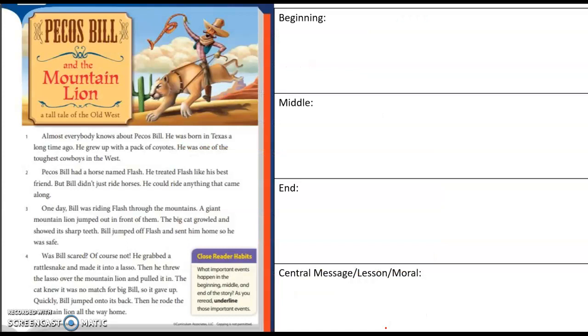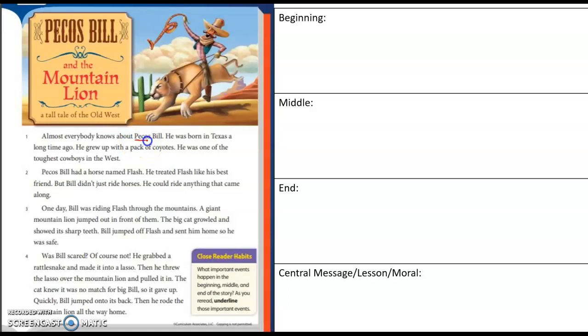We're going to read this story called Pecos Bill and the Mountain Lion. Almost everybody knows about Pecos Bill. He was born in Texas a long time ago. He grew up with a pack of coyotes. He was one of the toughest cowboys in the West. So, first of all, let's identify who the character is. All right, Pecos Bill is our main character.